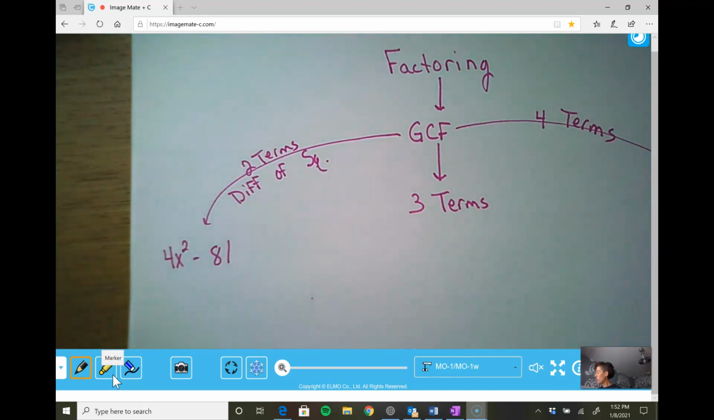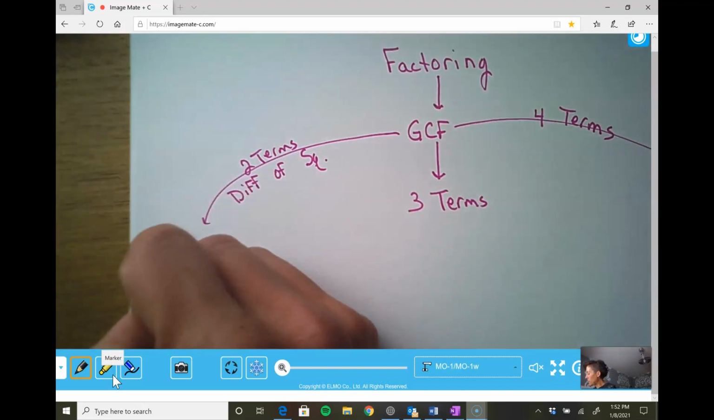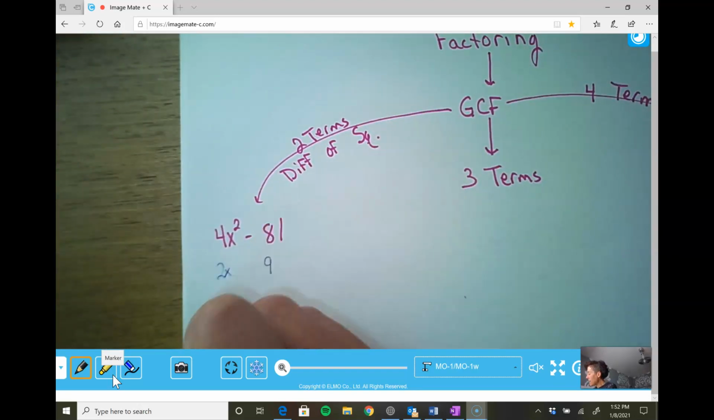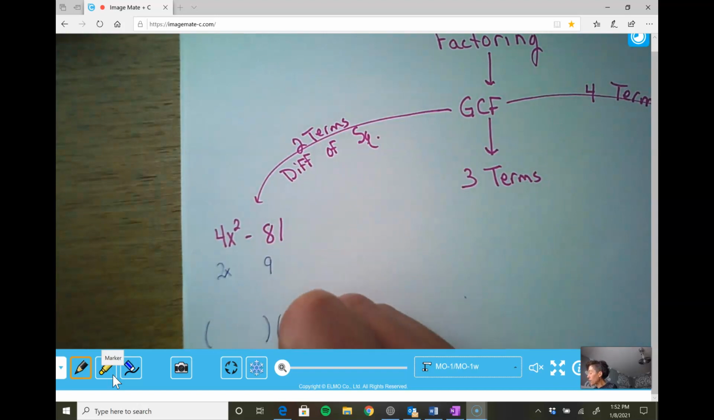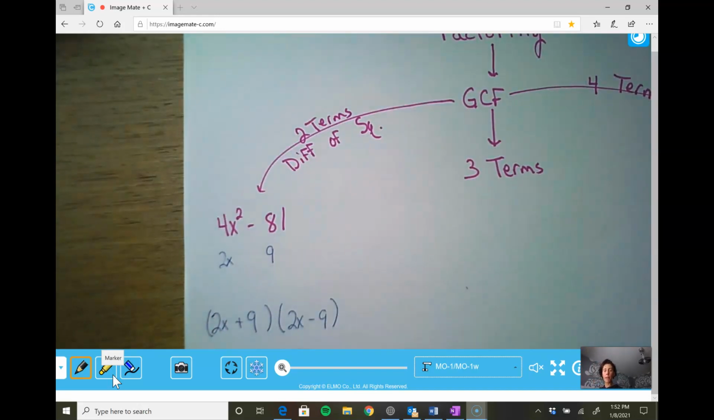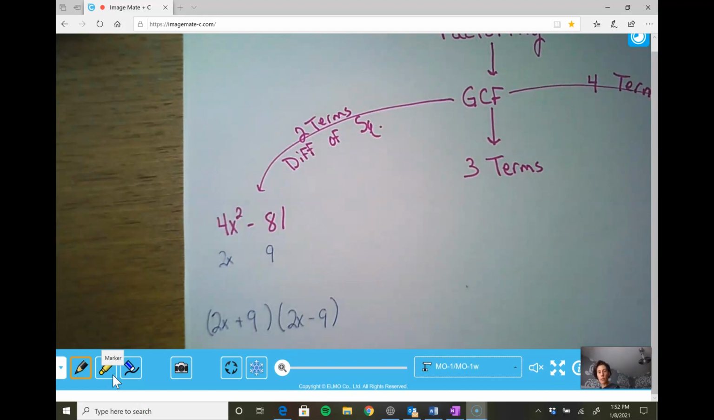And if you take the square root of 4x squared, you get 2x. And if you take the square root of 81, you get 9. And then you can go straight to your factors or your neighbors, and one of them becomes 2x plus 9, and the other one becomes 2x minus 9. And it doesn't matter if you do the minus and then the plus, but this is the final factored result.